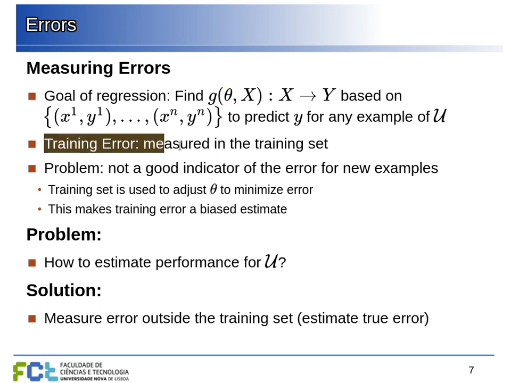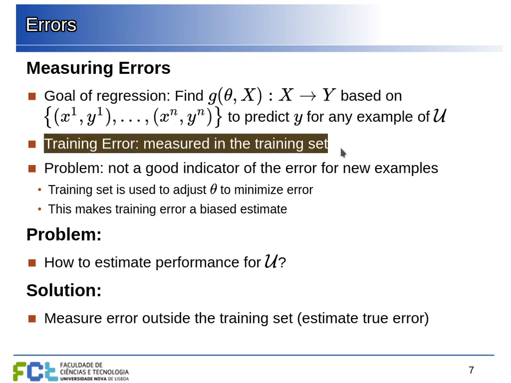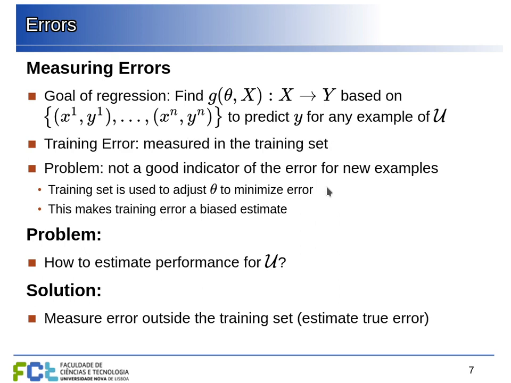So the training error will be this error that we can measure on the training set. The problem with this is that the training error is not a good indicator of how well our hypothesis will perform in new examples, because we are specifically adjusting the parameters of our model to minimize this error. We're going to find the hypothesis that minimizes the training error, but it may be overfitting and make the error outside the training set much higher.